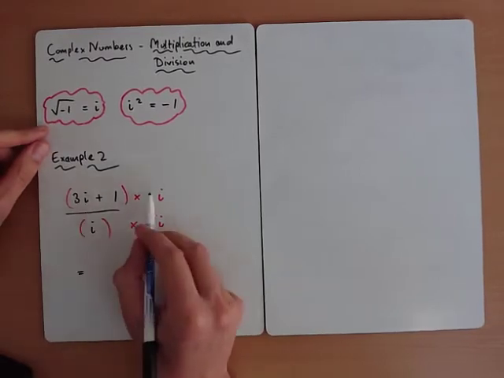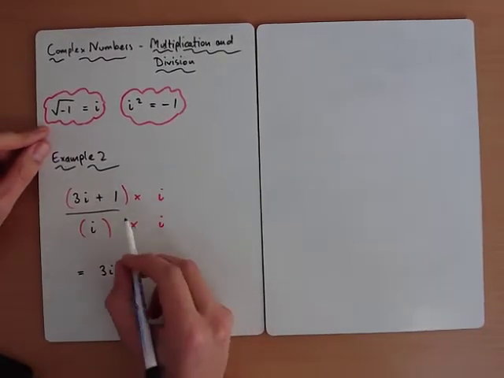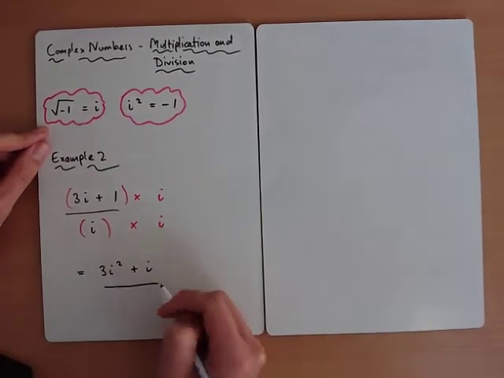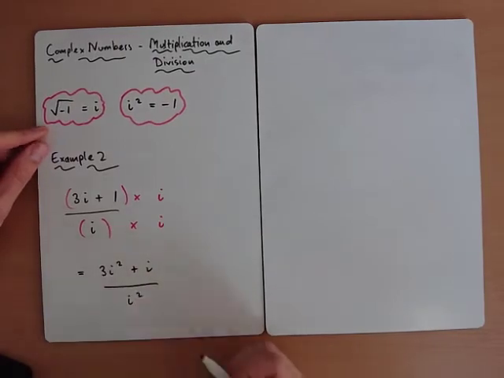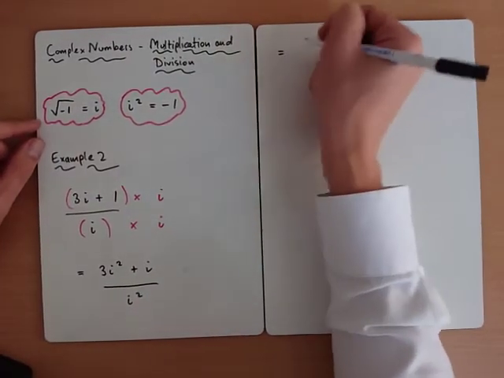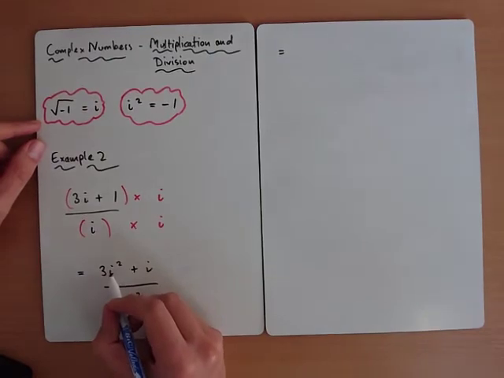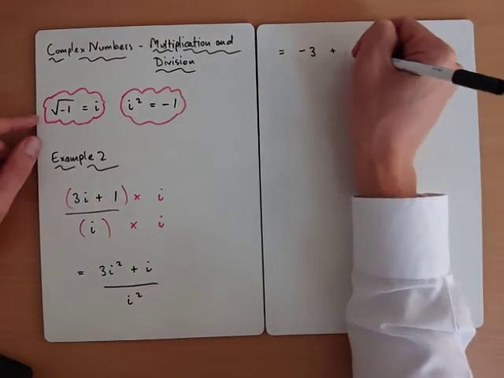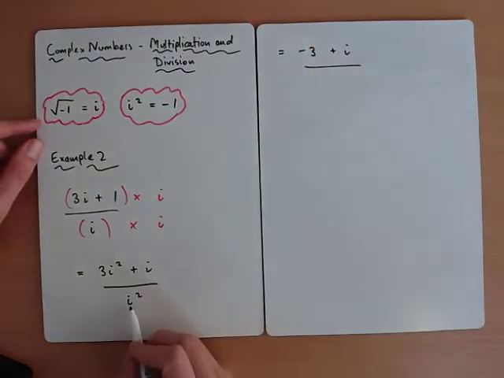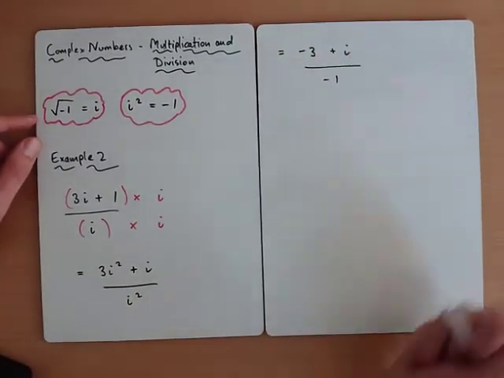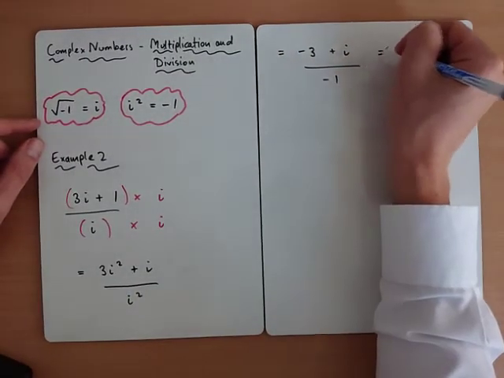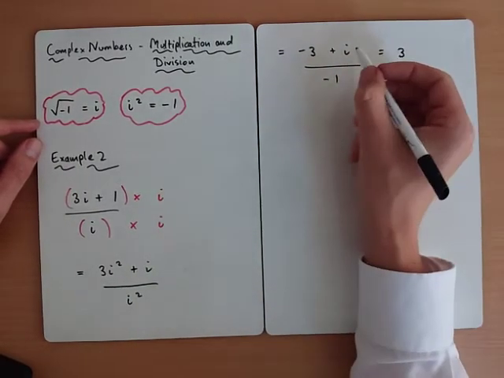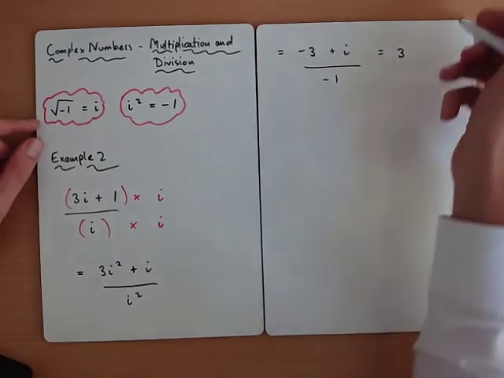Okay, so that would give me 3, let's not do too much at once, 3i squared plus i times i would be i squared. Okay, so then we'd get 3i squared, so i squared is minus 1. So 3 times minus 1 would be minus 3 plus i, all divided by i squared, which is minus 1. Don't leave a negative on the denominator, okay? So minus 3 divided by minus 1 becomes plus 3. Plus i divided by minus 1 becomes minus i.